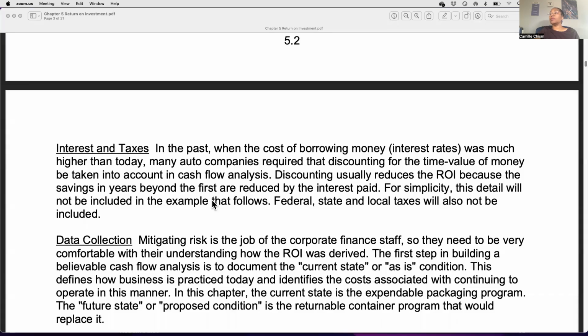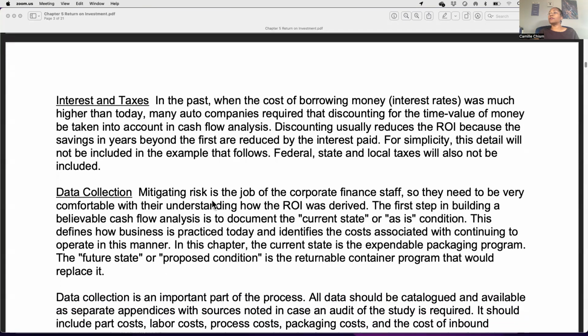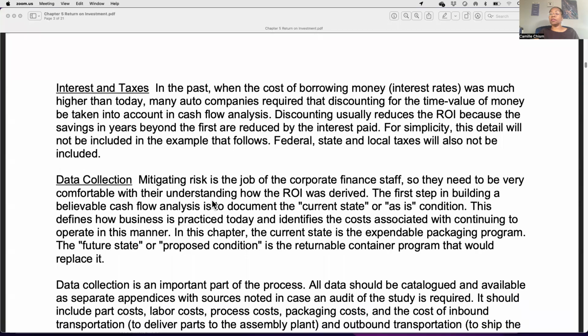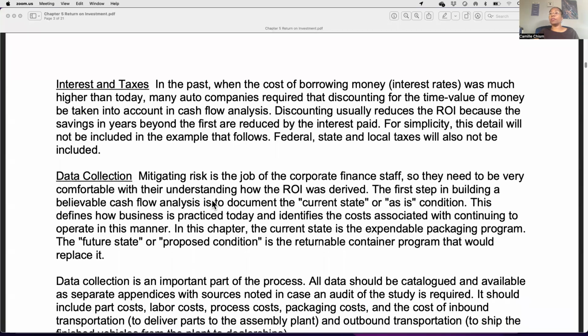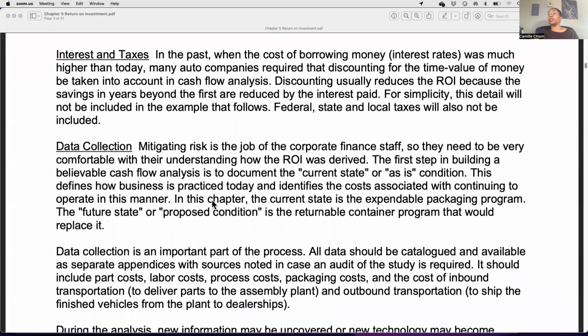One of the things that they do is discounting when the interest rates are higher. When they discount, it will take that return on investment and help to reduce the amount of interest paid. So it looks better on the books and they're spending less money over time. We'll give examples later, but this is just something to know, and it's not going to be something that we include in examples.